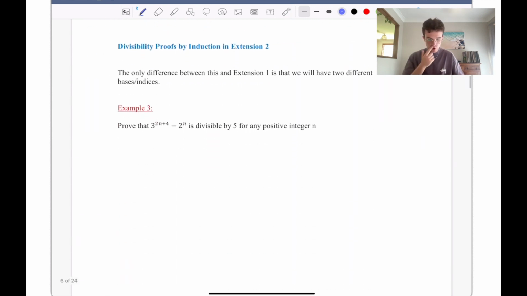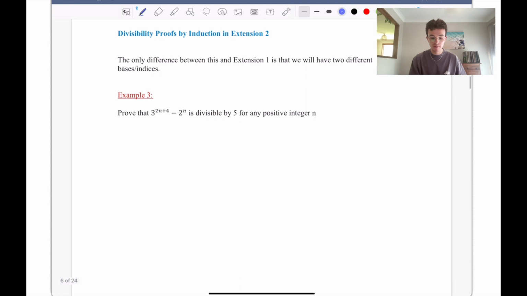Our next type of questions are divisibility proofs. Now the only difference from these proofs to the ones in extension 1 is that these questions will have 2 different bases. So we're going to prove that 3 to the power of 2n plus 4 minus 2 to the power of n is divisible by 5 for any positive integer n.